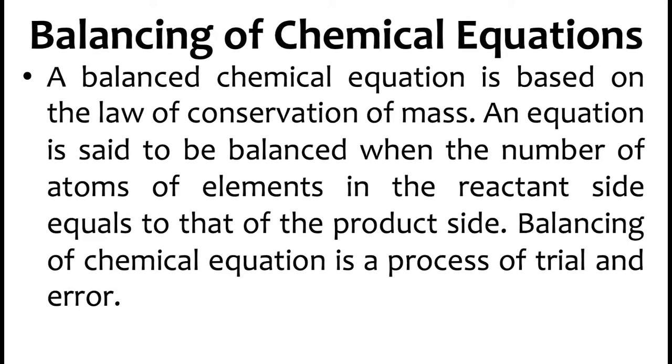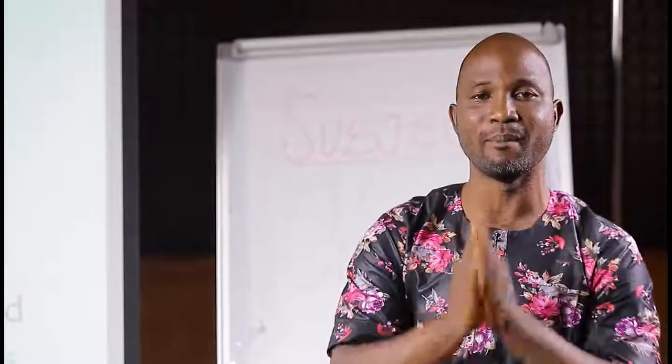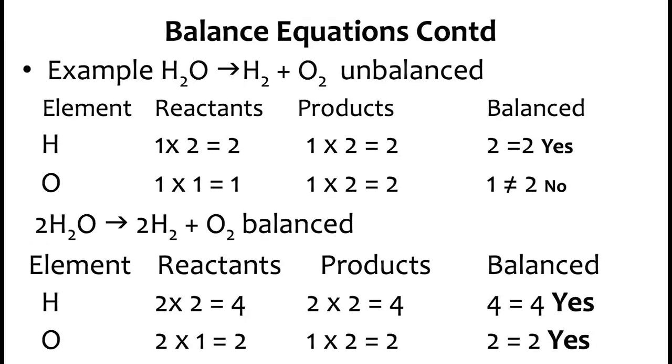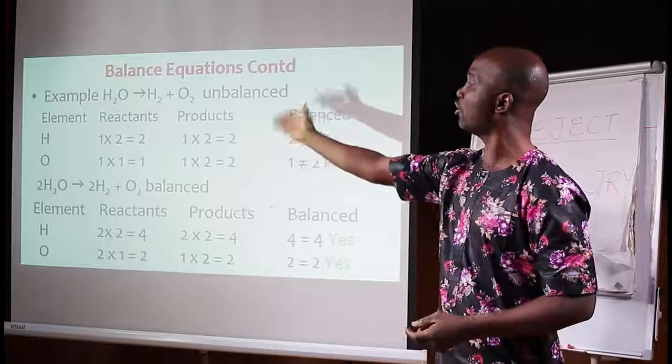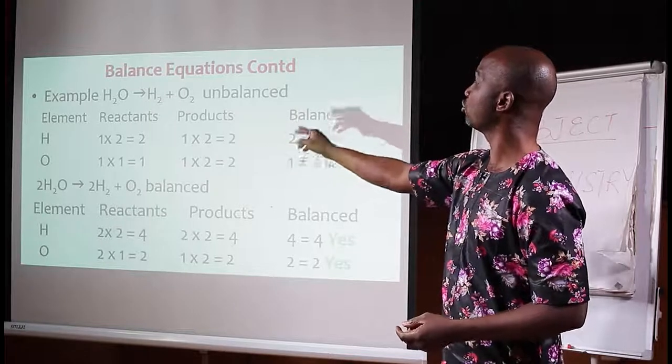Balancing a chemical equation is a process of trial and error. You will try as many times as possible until the equation is balanced. I'll give us some very simple examples. You can see water decomposed to give you hydrogen and oxygen. This reaction is unbalanced. Why? Because on the reactant side there are 2 hydrogen, and on the product side there are also 2 hydrogen. But 1 oxygen is on the reactant side, while on the product side there are 2 oxygen. That's why, if you follow the summation here, you find out that on the reactant side, hydrogen is 1 times 2, while oxygen is 1 times 2 also.